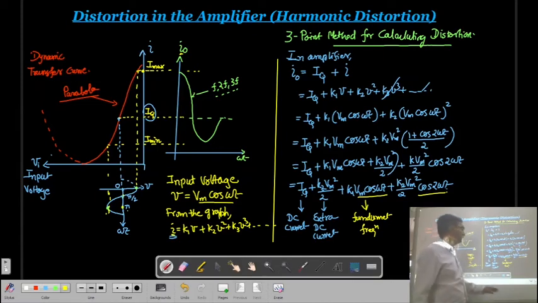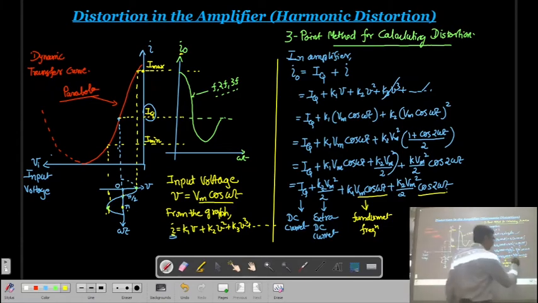If I consider the third term, then I will find the cos 3 omega t. So this is representing the third harmonic. Correct? While cos 2 omega t is representing the second harmonic.